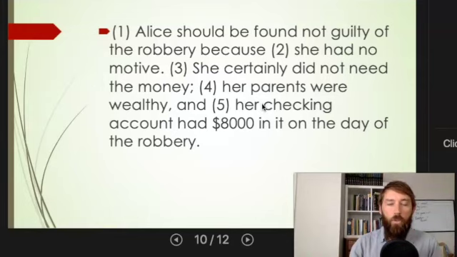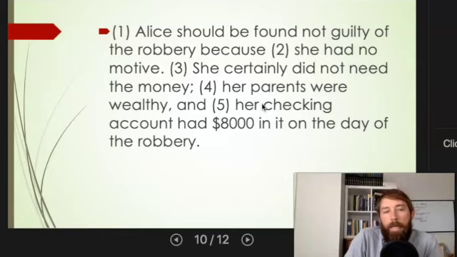So first, what's the conclusion of this one? The conclusion of this one is number 1. Alice should be found not guilty. Now we have to think about it.